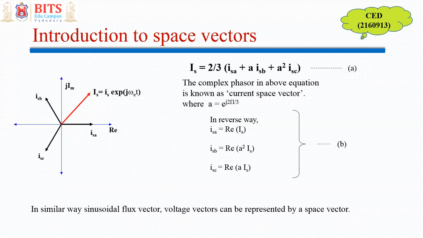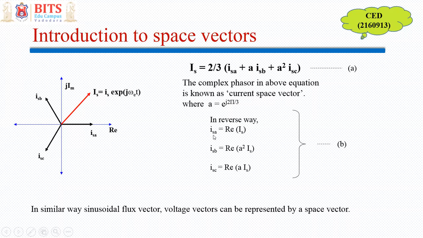It is e raised to j 2 pi by 3, right? That is nothing but the phase difference. So in short, instead of having three different equations, IA, IB, IC, I can represent them by a combined vector at any instant, which is given by this expression IS into e raised to j omega t, right? So this is basically representing at any instant the resultant of these three.